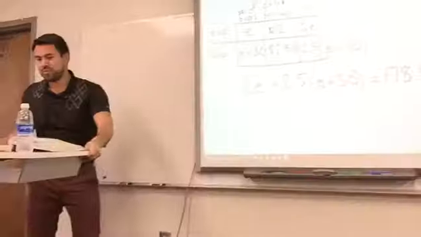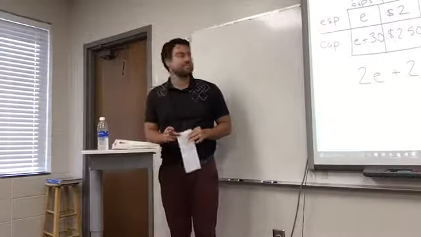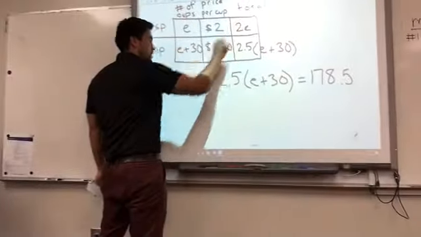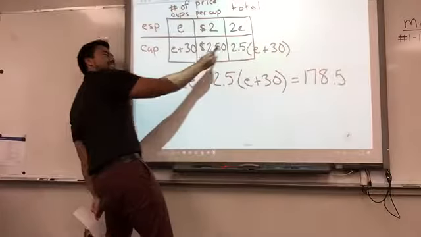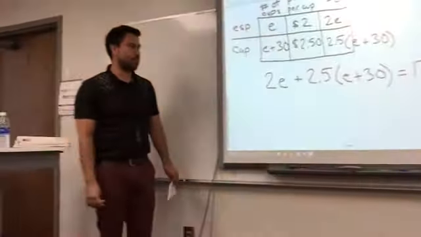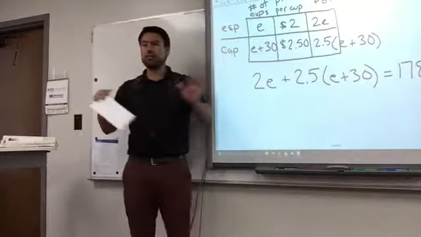Yeah. Sorry, I'll move this out of the way. Physically, you can't see it. There you go. Okay, so here's how I got it. This total right here plus this total right here is going to give me that 178.5. All right, so now we're going to solve for E, just like we did other equations.